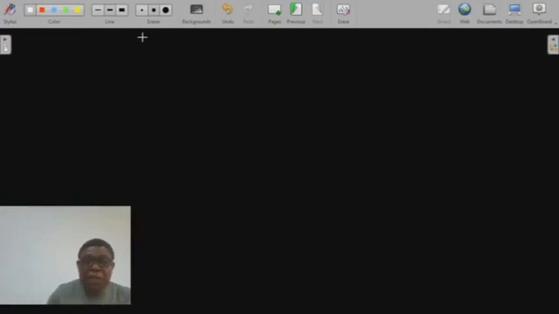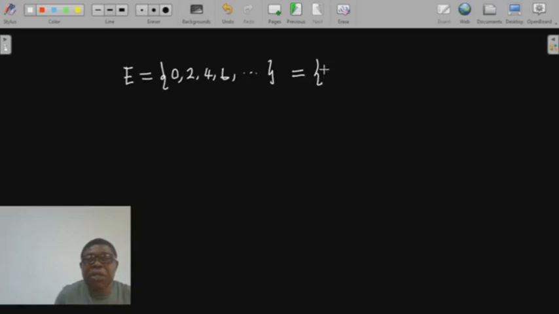Before we go into today's exercises, I would like us to recall the following sets. The set E, which is equal to the collection of 0, 2, 4, 6, and so on. This is nothing but the set of 2k, so that k is in the set of natural numbers, union 0, which we also call the set of even numbers.